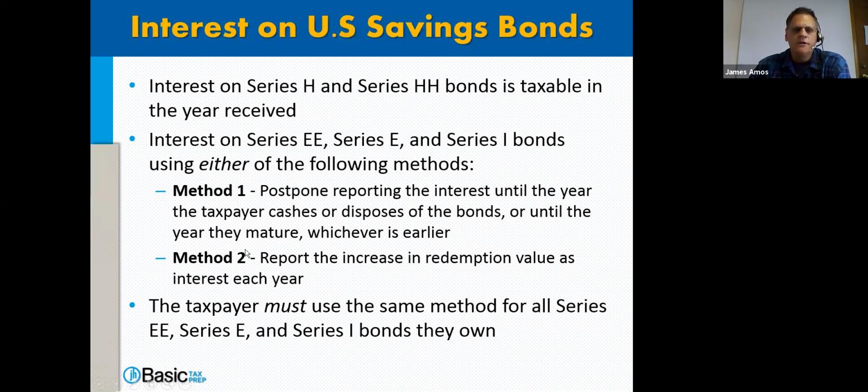whichever's earlier, or you can use method 2, which is you report the interest each year as you receive it. Whatever method you choose, you're either waiting to the end or you're reporting it year by year as you receive it. You can only do that with the vowel bonds, and you can choose either method, but whichever method you use, you have to use it consistently for the rest of the time. You must use the same method for all the series. So if you have a series EE bonds, you have to use it for all your EE bonds, whichever method you choose.